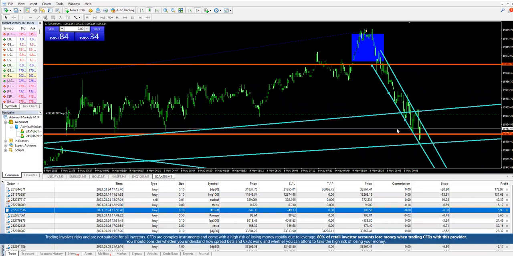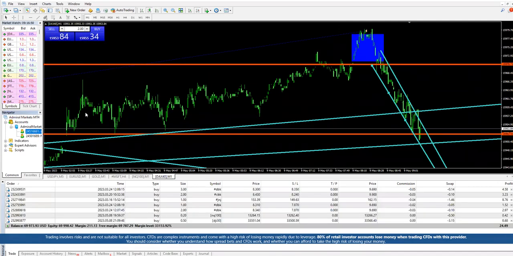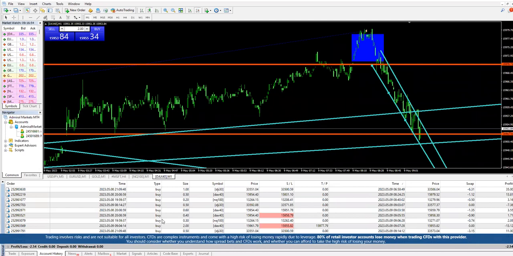Unfortunately, on the other account, maybe we got the stop loss. I will show you some trading mistakes. Let's go back to the other account. What is a trading mistake? For example, we lost some money today. It's only $2. It's not a big deal.